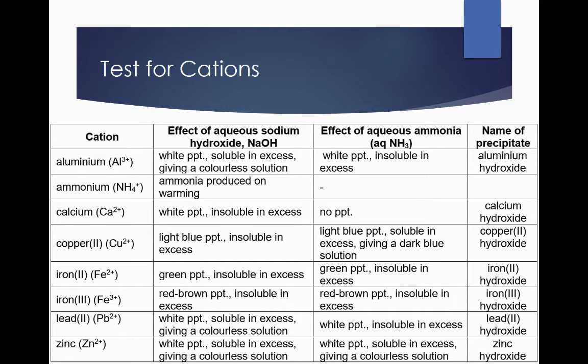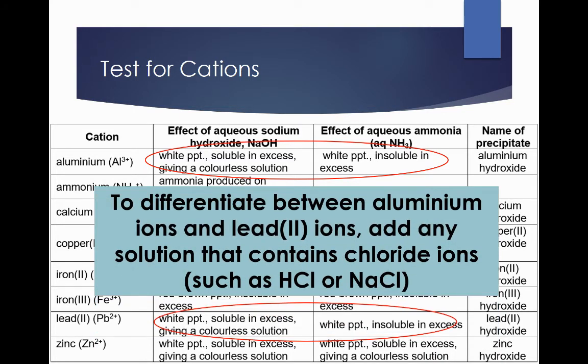Now, you might notice that aluminium and lead-2 give us exactly the same kind of results. And what is a way to differentiate between the two kinds of ions? Now, this is additional. In order to differentiate between these two ions, we add a solution that contains chloride ions. For example, hydrochloric acid or even sodium chloride.